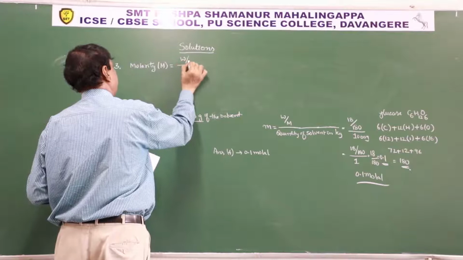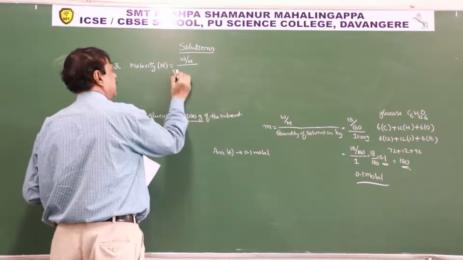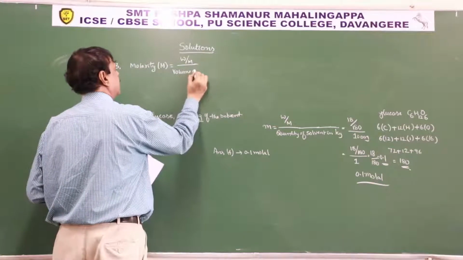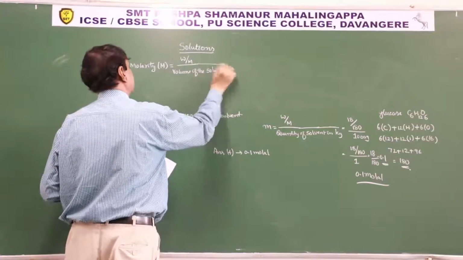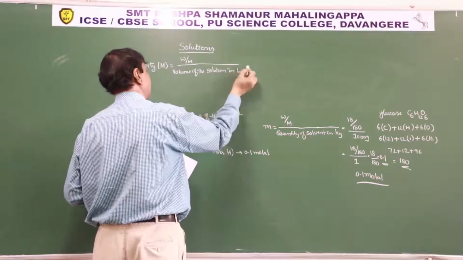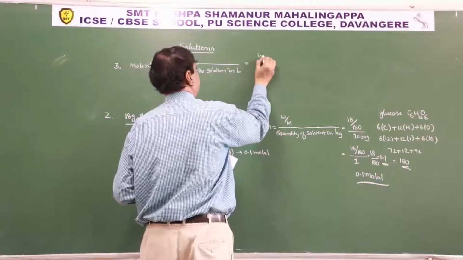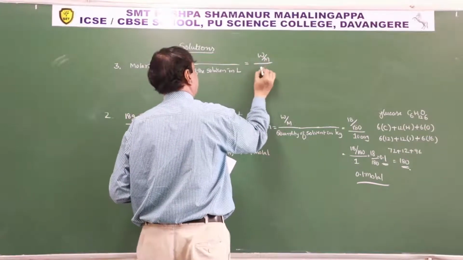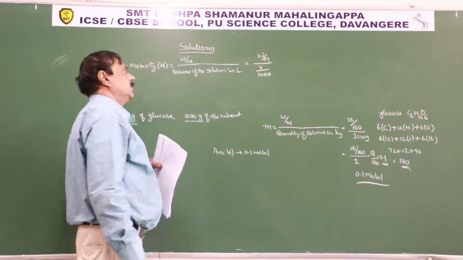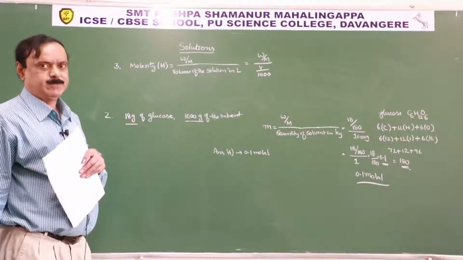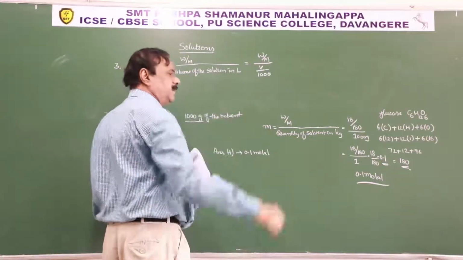Again, this is weight divided by molecular mass and volume of the solution in liter. Or you can have this W divided by M whole divided by V by 1000. If 1000 ml is given, fine, no problem. If it is not 1000 ml, better to use this formula, that is the given volume divided by 1000.